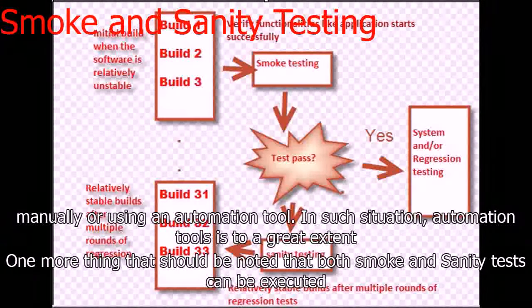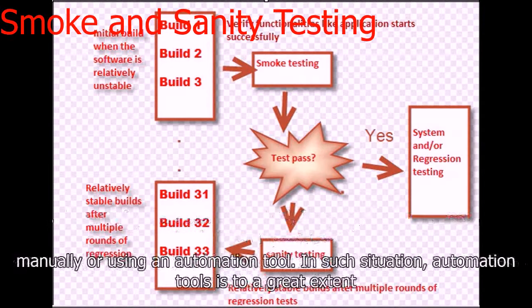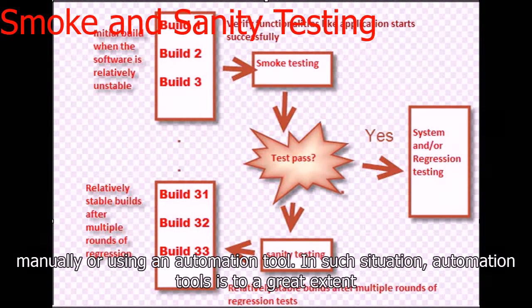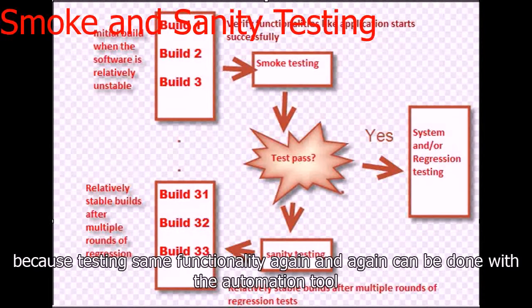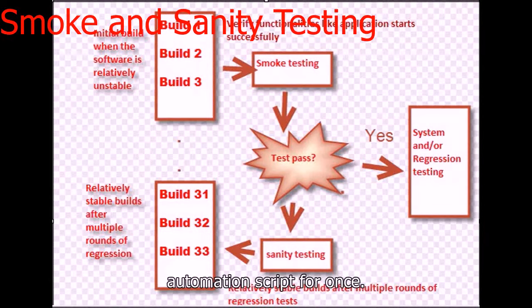One more thing that should be noted here is that both smoke and sanity testing can be executed manually or using an automation tool. In some situations, an automation tool is of great help, because testing some functionality again and again can be done with less effort, since the frequency of testing is high and we just need to prepare the automation script once.